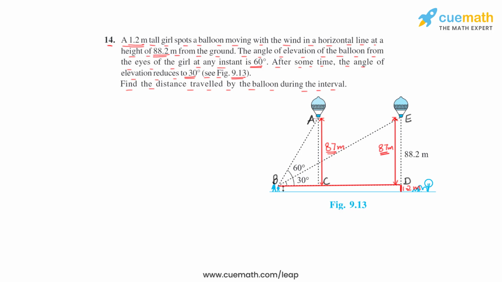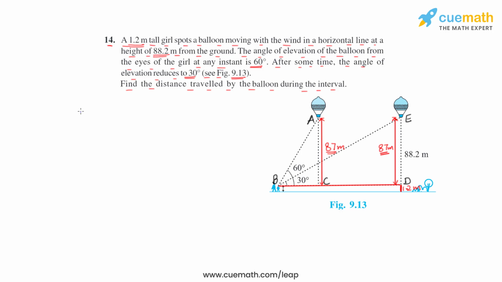Angle of elevation to point A is 60 degrees. When it moved to point E, the angle of elevation is 30 degrees. We have to find the distance travelled by the balloon during this interval. That is, we have to find AE, which is equal to CD. So basically we have to find CD. Now let's start. First we will use this triangle ABC and find distance BC. Then we will use this triangle BED and find distance BD. Then we will subtract BC from BD. We will get the distance CD.